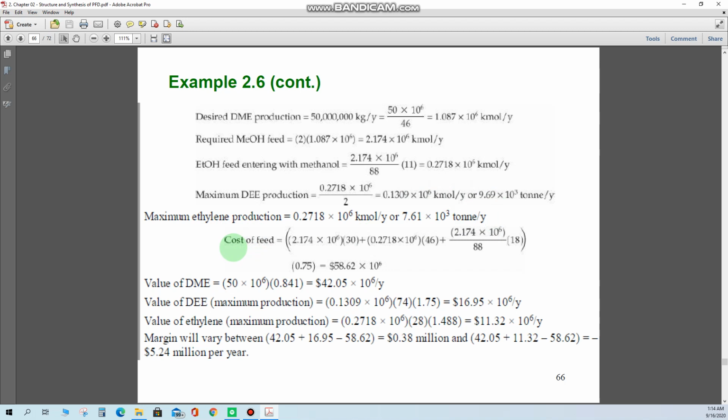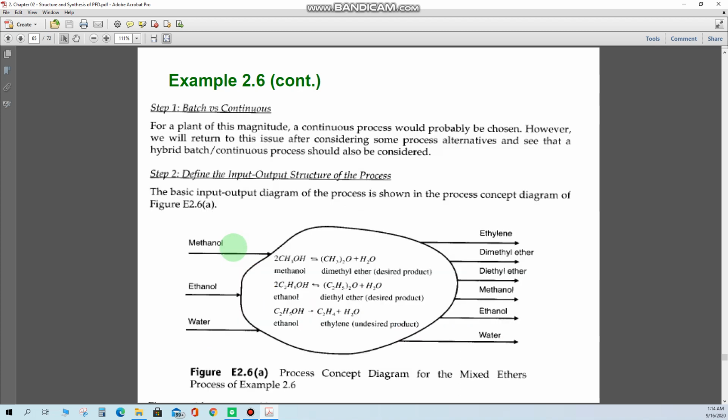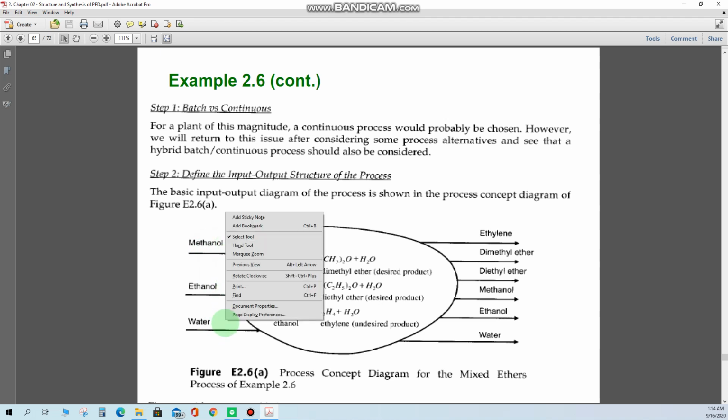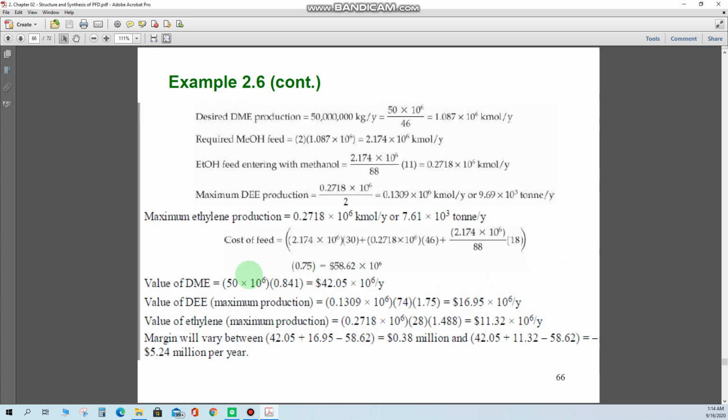Now in terms of feed, what feed do we have here? We have 3 feeds here: methanol, ethanol, and water. We are provided with the values for the methanol, ethanol, and the water. So we will see what the cost of the feed is here. So 2.174, which is this one, is the methanol being fed into the system. Now the cost of this methanol: we take kmols of methanol per year into the molar mass of this methanol, which is 32 here.